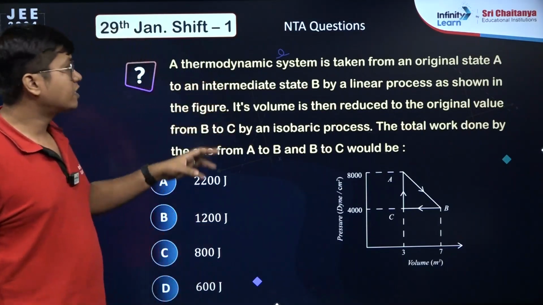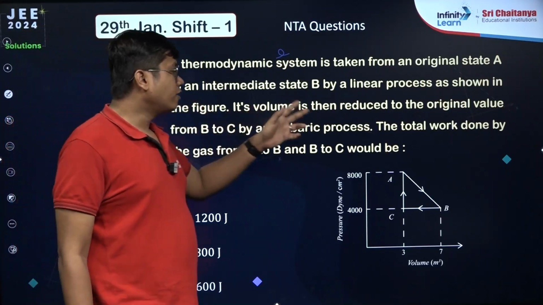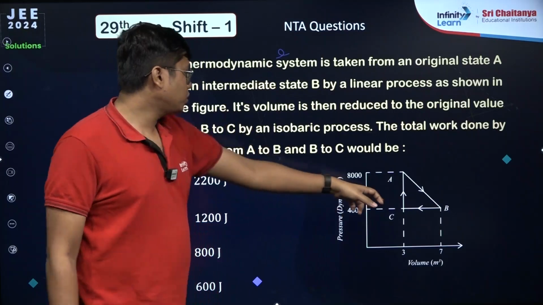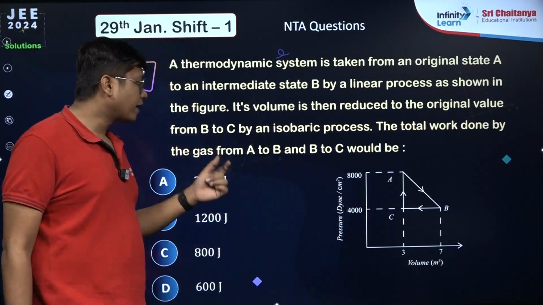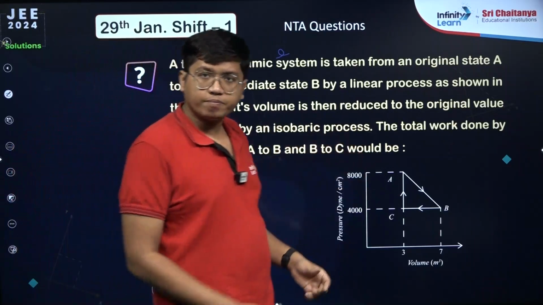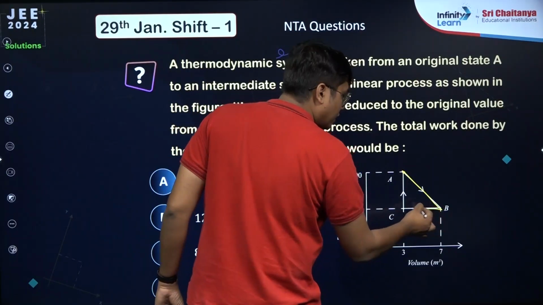Next question for us says that a thermodynamic system is taken from an original state A to an intermediate state B by a linear process as shown over here. Its volume is then reduced to the original volume from B to C by an isobaric process. What is the total work done by the gas from A to B and B to C? So you want work done in this path and this path.